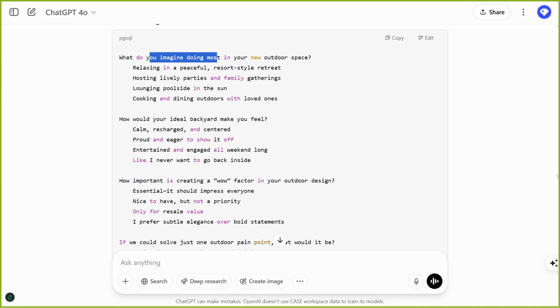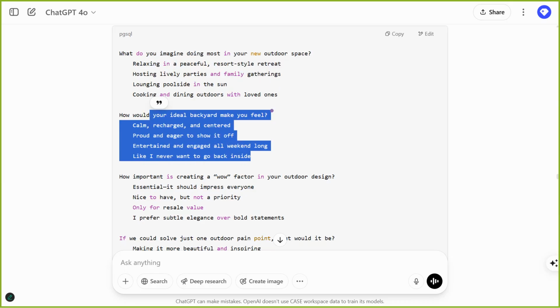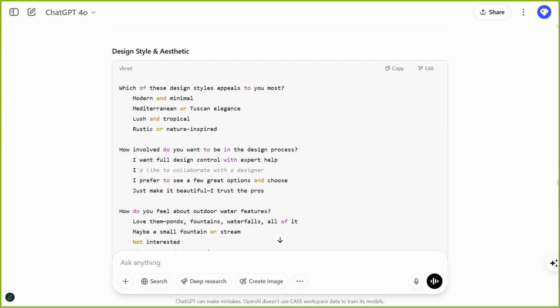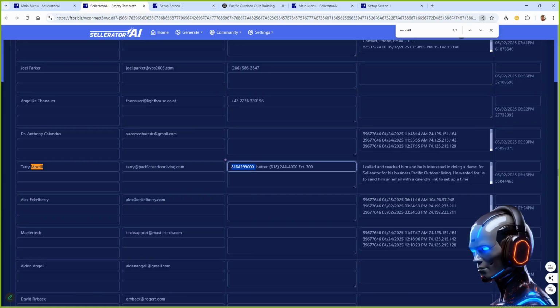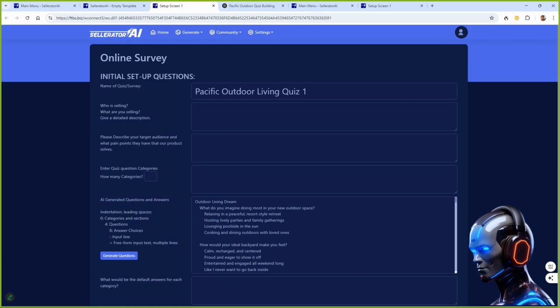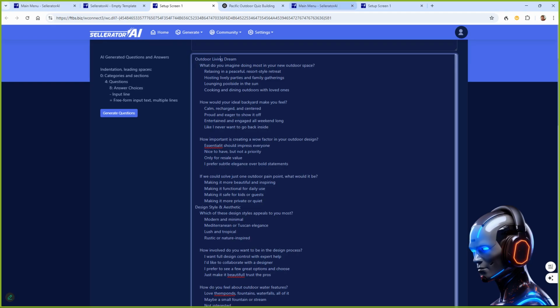What do you imagine doing most in your new outdoor space? Maybe these 4 categories. These were answers. And so one can have a lot of answers that come up for each of the different categories. And now the nice thing in Accelerator is we can then take that information directly and so just hold on a second. So yeah, go ahead.